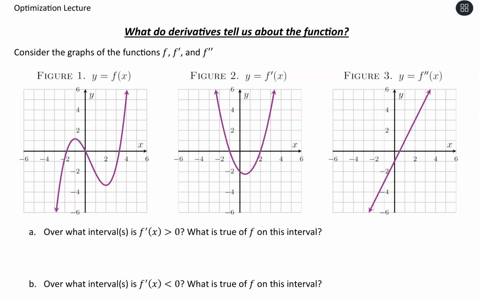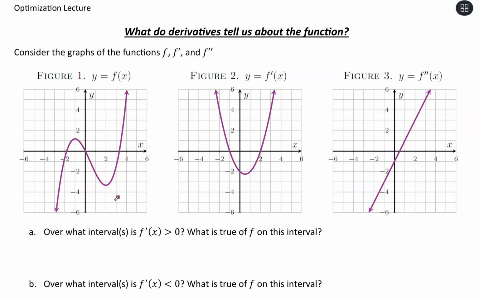Another important idea is the idea of increasing, decreasing. So when is our rate of change positive and when is our rate of change negative? That can be important for context as well. So here we have three graphs. We have our original function, our derivative function, and our second derivative function.